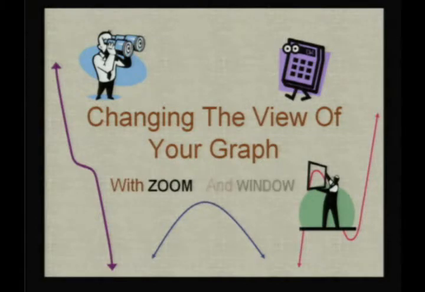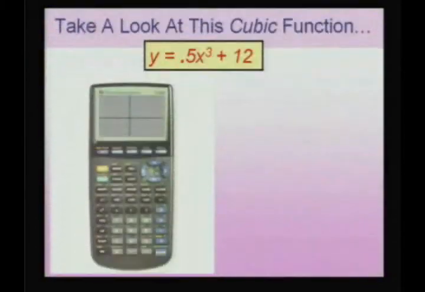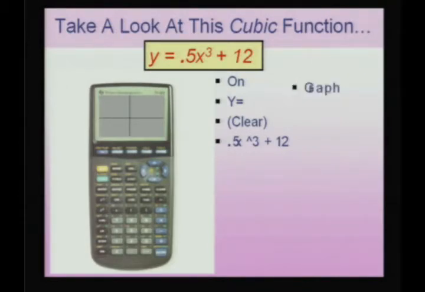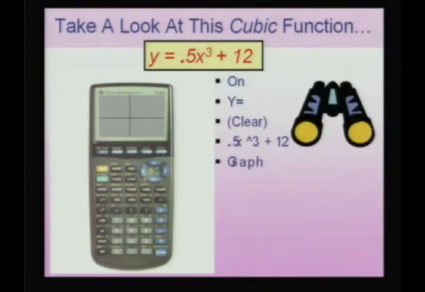Okay? How do we use those? If I were to try and graph that, I'd hit my on button, I'd hit y equals, I'd clear out the old work, and then I'd type in the function. Now that's a cubic, 0.5x to the third plus 12. And if I hit graph, I think you'd be disappointed. It's not going to look like a cubic, because you're in too close.